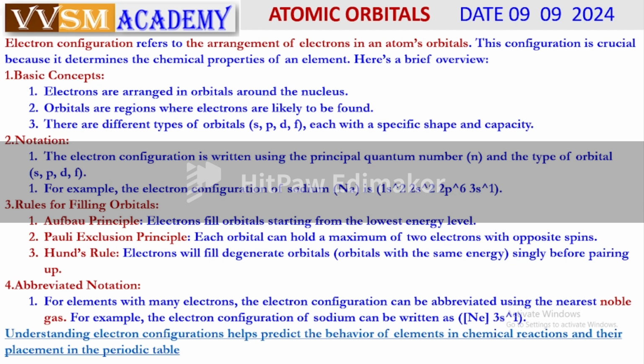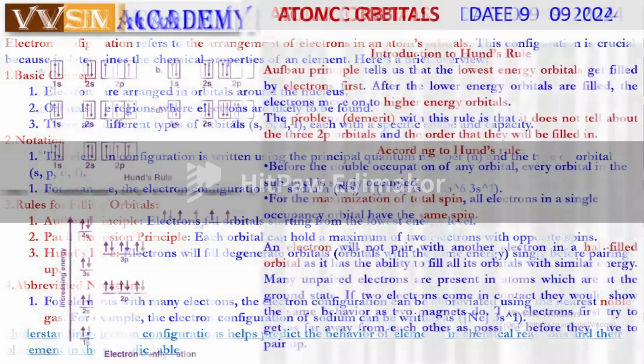Abbreviated notation: for atoms with many electrons, the electron configuration can be abbreviated using the nearest noble gas configuration, or stable gas configuration. Understanding the electronic configuration helps predict the behavior of elements in chemical reactions and their placement in the periodic table.